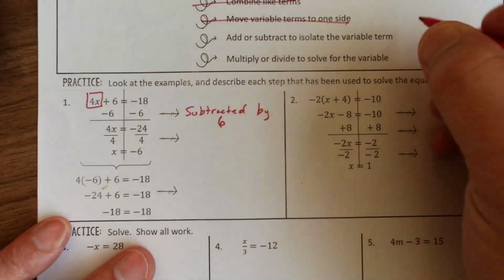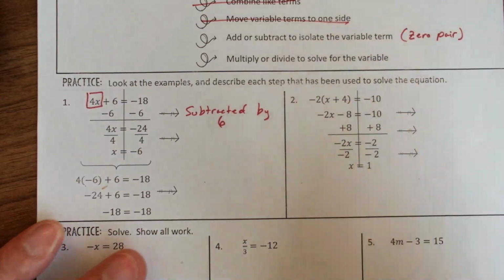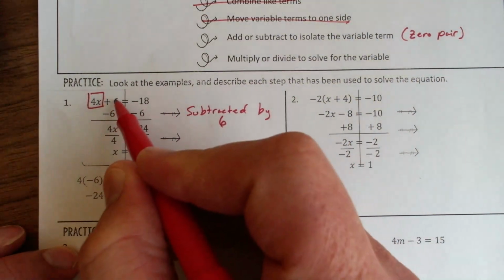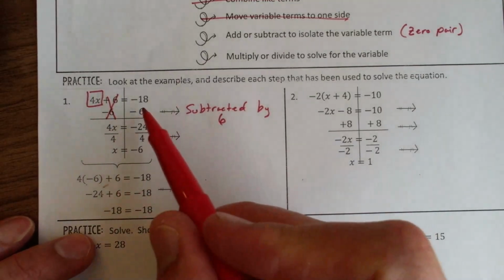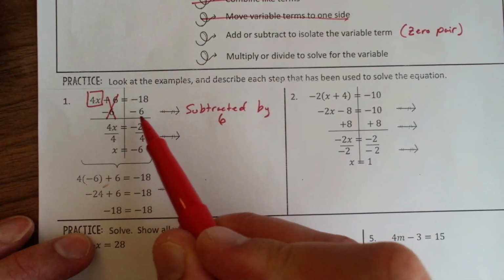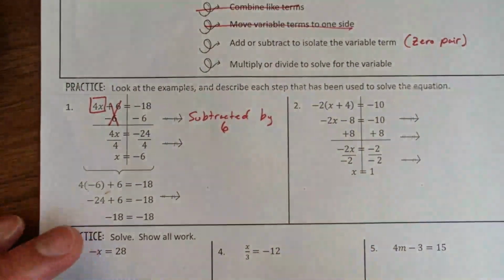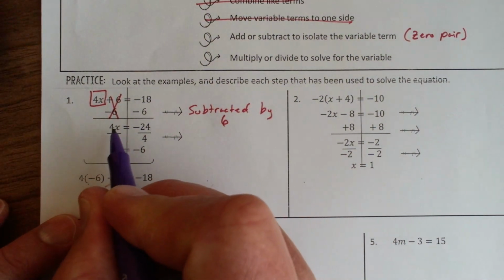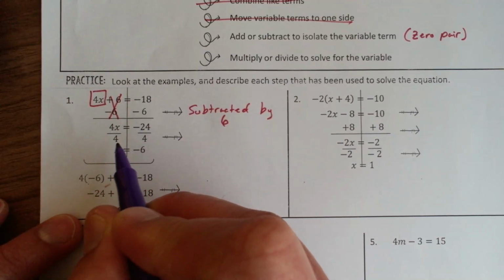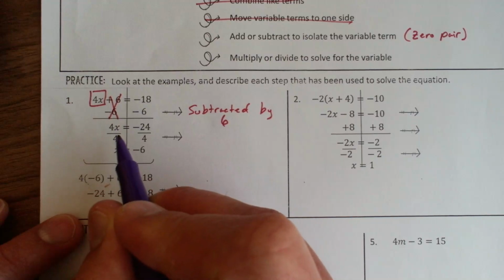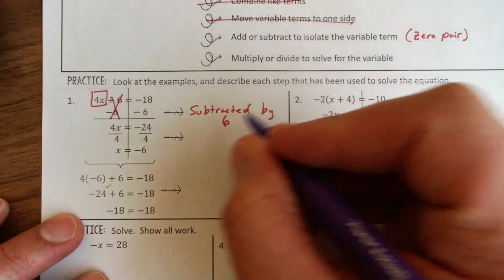We do this, and this is called a zero pair. We want to zero this out because if we add or subtract by 0, that doesn't do anything. It goes away. Negative 18 minus 6, that's digging a deeper hole. So now we're at negative 24, which is perfectly fine. Now our next step, we have to peel this 4 off. This 4 is multiplying. So in order to get rid of multiplying by 4, we have to do the opposite, which is divide by 4.